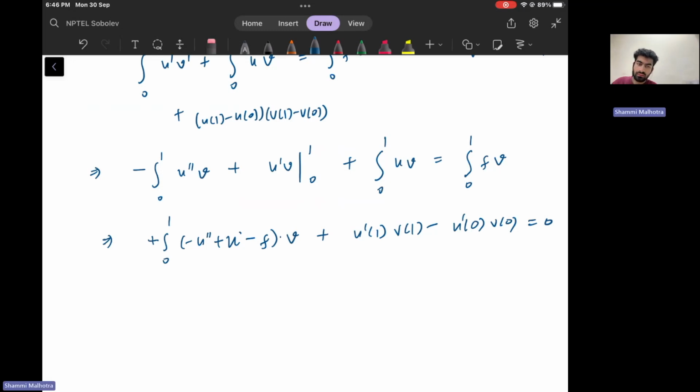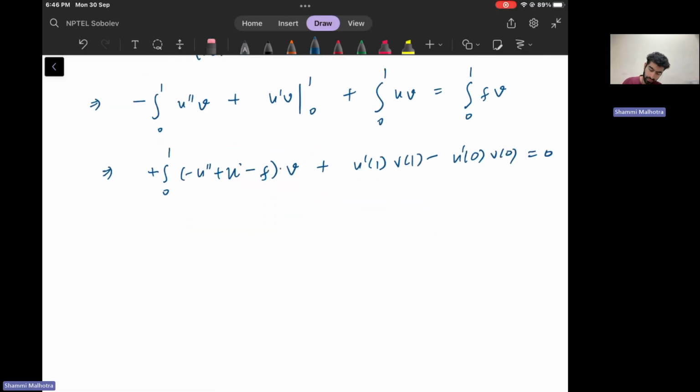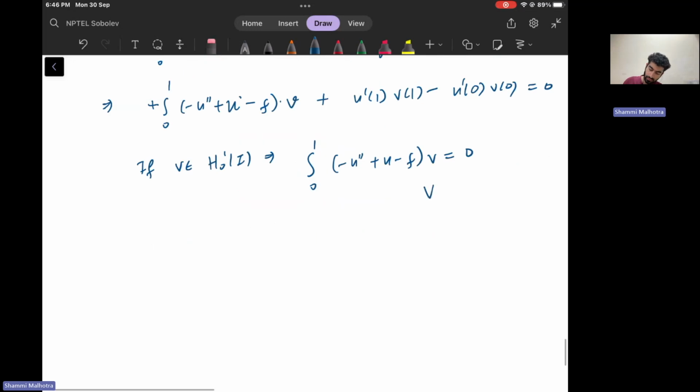Since we already know that u is in H^2, now we can use the idea that if v belongs to H^1_0(0,1), this will imply that the integral from 0 to 1 of (minus u double dash plus u minus f) times v has to be 0, and that holds for all v in H^1_0(0,1). Since C_c infinity is dense in H^1_0(0,1), and we proved that theorem at the beginning of week 1 or 2, this implies that minus u double dash plus u minus f has to be equal to 0 almost everywhere.